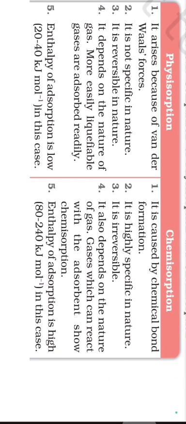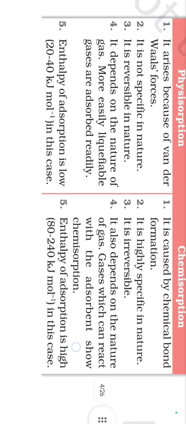Chemisorption. First, it is caused by chemical bond formation. Second, it is highly specific in nature. Third, it is reversible. Fourth, it also depends on the nature of gas. Gases which can react with the adsorbent show chemisorption. Fifth, enthalpy of adsorption is high, 80 to 240 kilojoule mole inverse in this case.